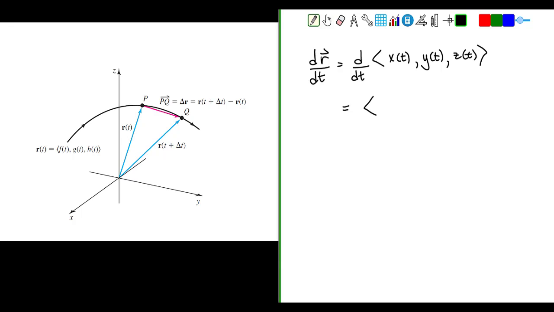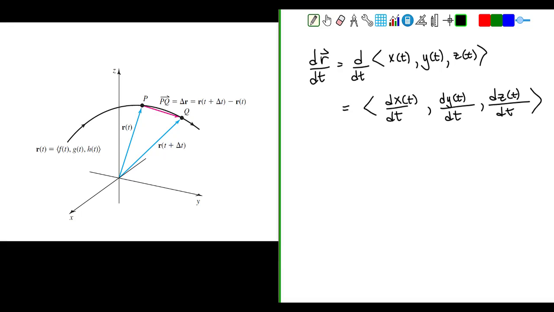This derivative distributes into each of the components. So the x component becomes the derivative of x with respect to the parameter t. The y component becomes the derivative of y with respect to t. And the z component becomes the derivative of z with respect to t.